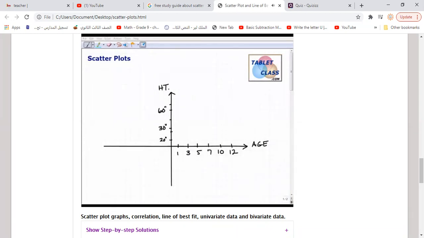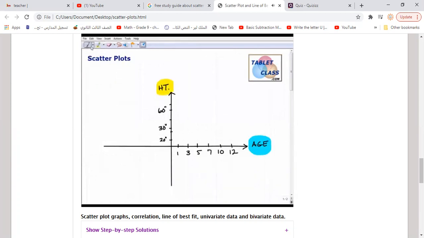So I'm just going to go over a quick example, just to hopefully illustrate the main concept behind the scatter plot and some of the terminology that goes along with it, and hopefully you find this of value if you're studying scatter plots. Okay, so here I have an XY axis set up, and on my x-axis I have age, right, and on my y-axis I have height.